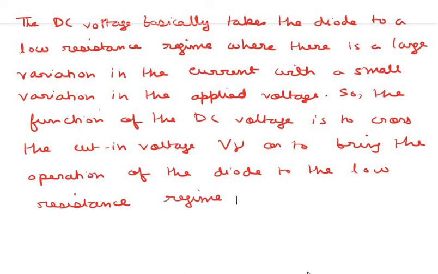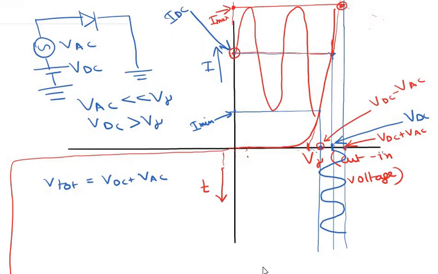So now let me explain what is the meaning of this term low resistance regime. Let us look at this part. For this part, there is a very small variation in the current with a variation in the applied voltage. So these are basically the high resistance regime. Here there is no variation in current with the variation in the applied voltage. So this is basically the high resistance regime.